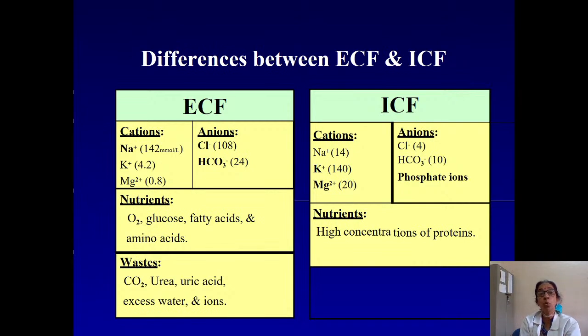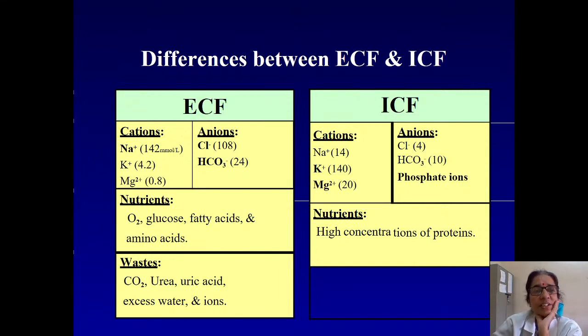Next, bicarbonates are more in the ECF, whereas the ICF will have potassium, magnesium and phosphate ions. You should always remember, inside the cell potassium is more, outside the cell sodium is more. So sodium, chloride and bicarbonates are more in the ECF, whereas the ICF will have potassium, magnesium and phosphate ions, and also a high concentration of proteins. This is the major difference between the ECF and the ICF.